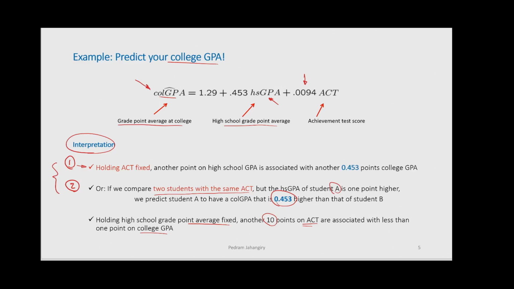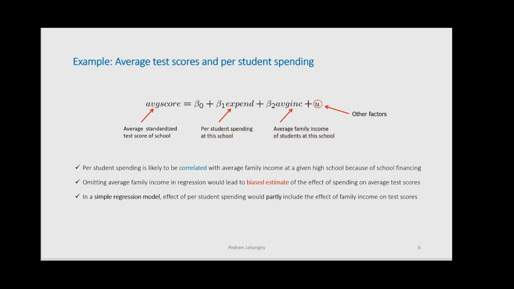Well, less than 1 point in college GPA. All right, let's quickly look at another example. Imagine we are regressing average score on expenditure and average income. What are these things? Average score is the average standardized test score of a school, expenditure is per student spending at this school, and average income is the average family income of students at this school.